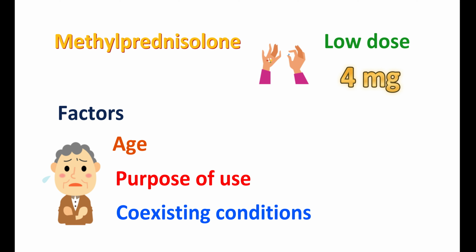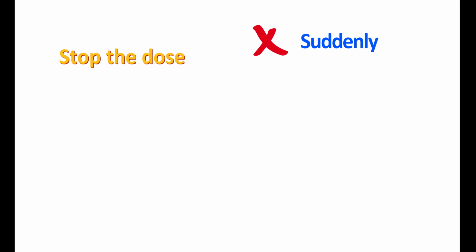For example, to treat many inflammatory conditions, it can be given up to 48 mg per day. However, with higher doses, side effects are more pronounced. Therefore, dose can be increased whenever the benefits outweigh the risk. Even when you are going to stop the dose, it should not be stopped suddenly.